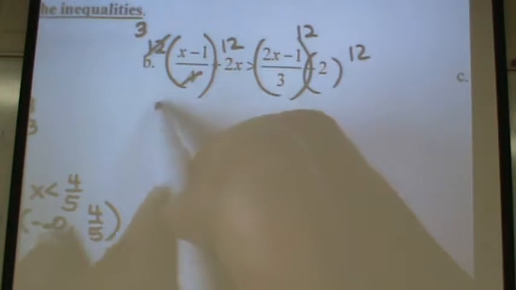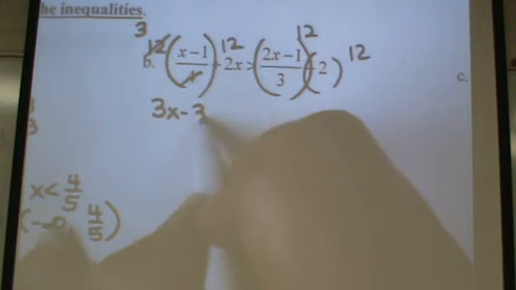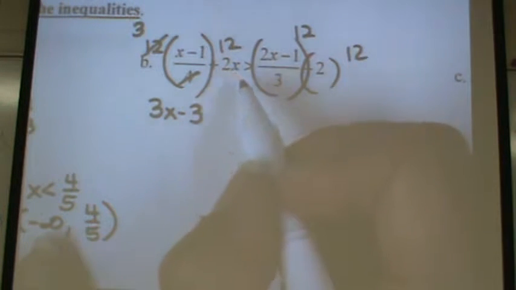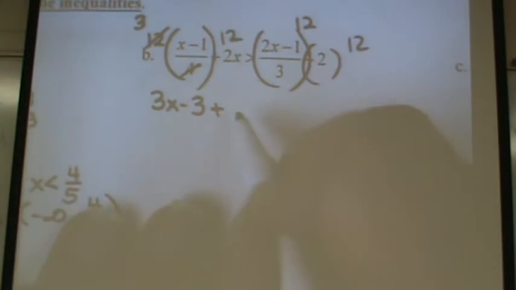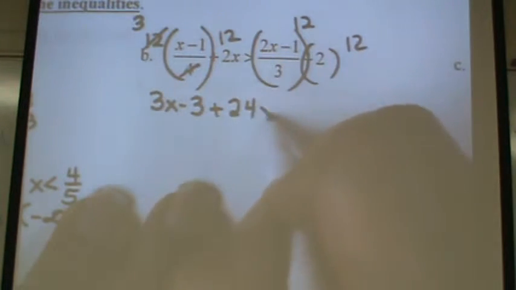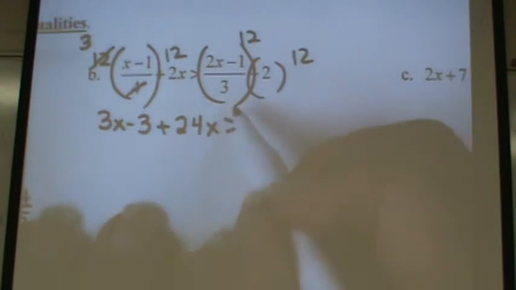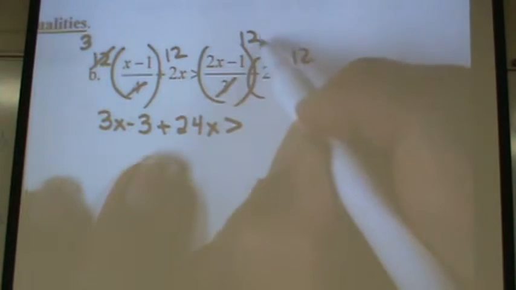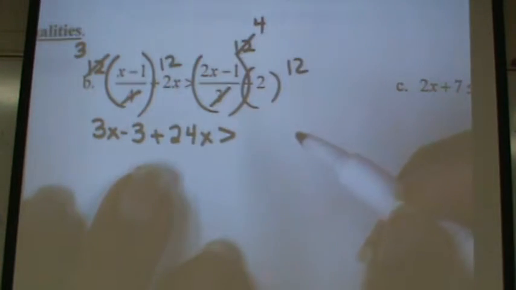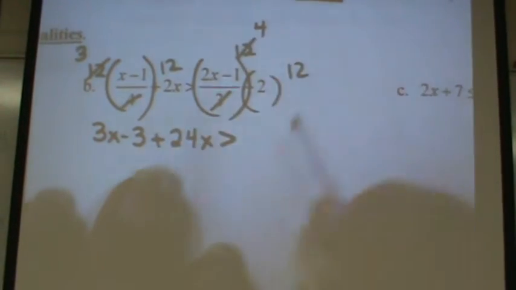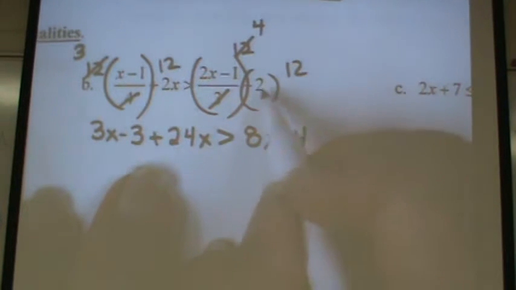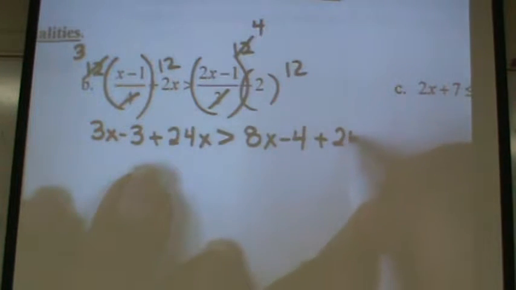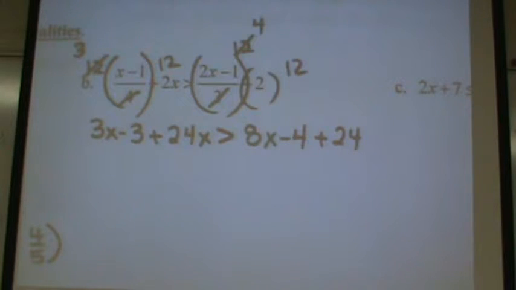Distribute, I heard. So it's 3x minus 3, right? Now, what happens with the 12 and the 2x? What do I do with it? I get 24x. I'm going to multiply. Now, greater than. What do I do with this 3 and the 12? 3 goes into 12 4 times. Now, what do I do with the 4? 8x minus 4, right? And then 12 times 2 is 24. Now, no more fractions. Simple as that. Get rid of those fractions.